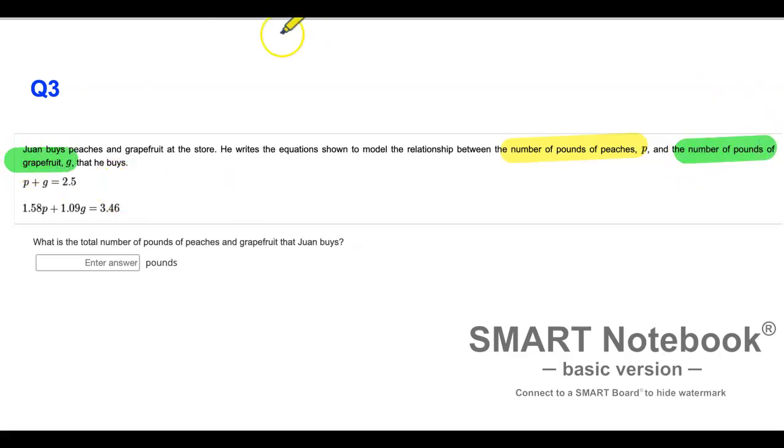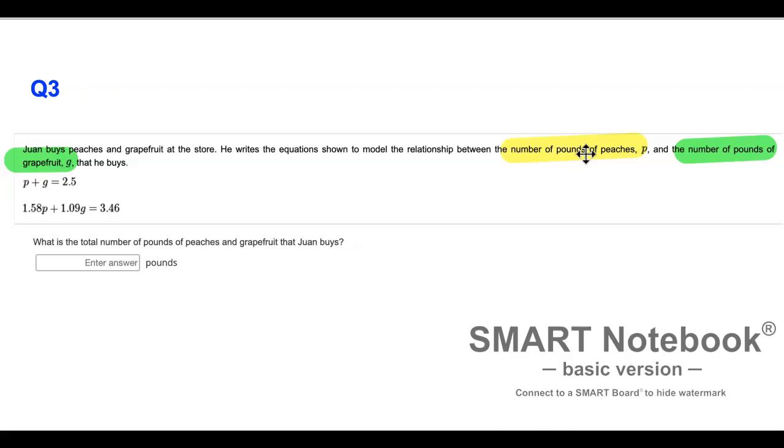So if we look at our first equation here in our system, where it says P plus G, that is saying the number of pounds of peaches, because that's what P represents, so the number of pounds of peaches plus the number of pounds of grapefruit is equal to 2.5, because P represents the pounds of peaches and G represents the pounds of grapefruit. So when we look at the question here, what is the total number of pounds of peaches and grapefruit that Juan buys?